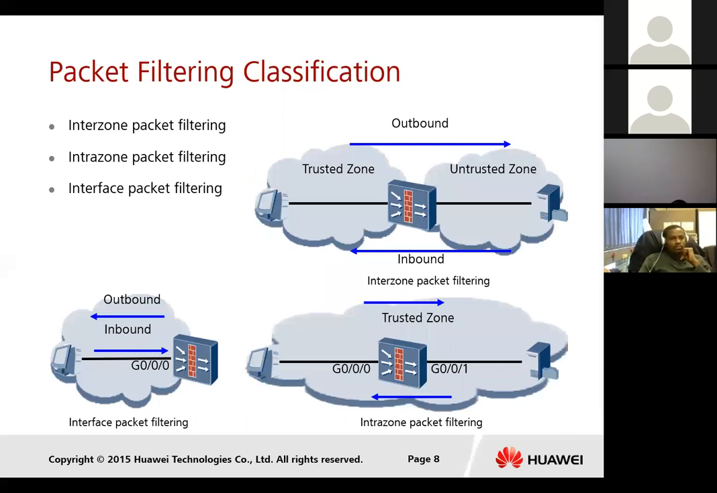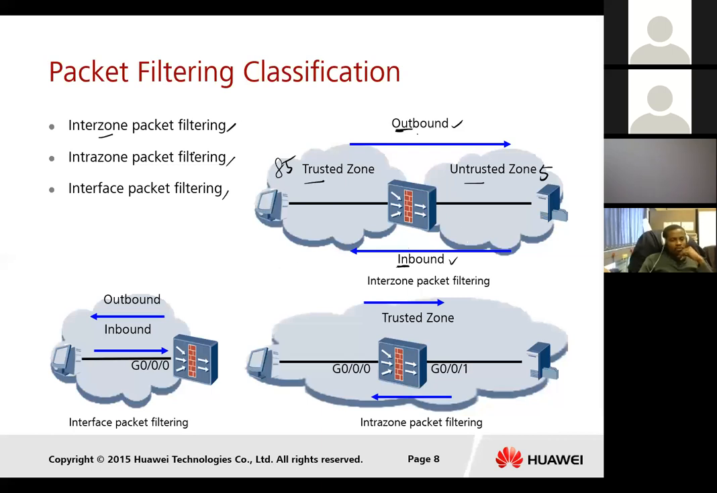Under packet filtering classification, we have interzone, intrazone, and interface packet filtering. Let us check one at a time. Interzone: from trust to untrust, we have outbound and inbound. So when you do packet filtering through the interzone, that is where we need to use inbound and outbound. You still remember that trust's priority is 85, and going to 5 is outbound. When 5 goes to 85, it is inbound. All right, that is the interzone. For the interzone, you have to specify whether it is inbound or outbound.